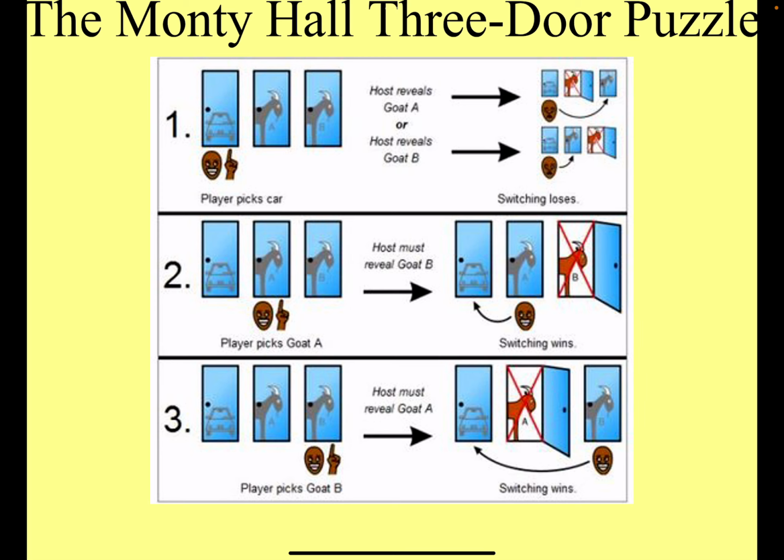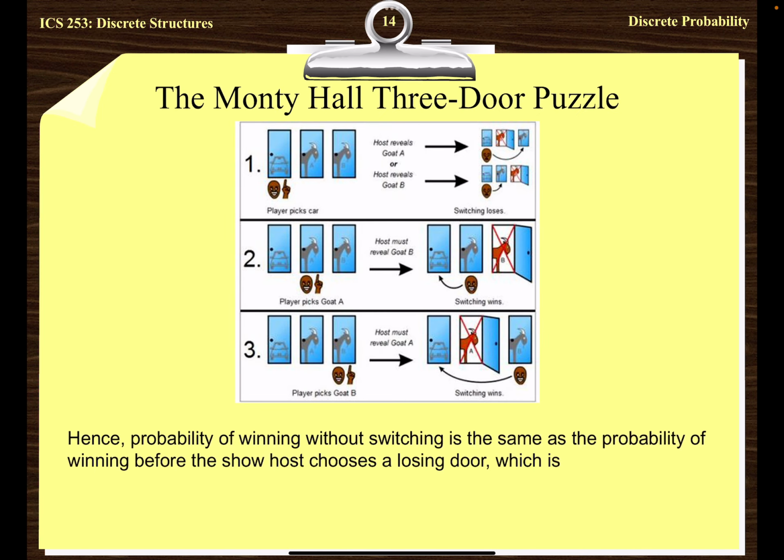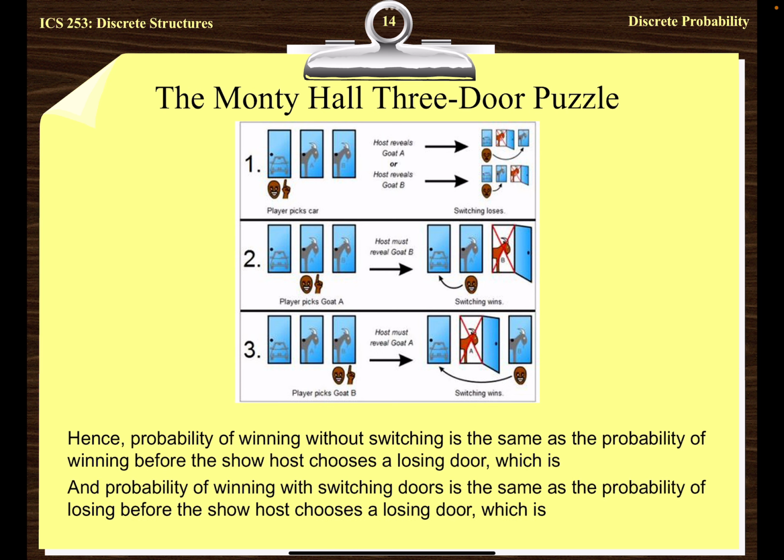That's why, if we look here, the probability of winning without switching is the same as the probability of winning before the show host chooses a losing door, which is 1 over 3. And the probability of winning with switching is the same as the probability of losing before the show host chooses a losing door, which is basically 2/3.